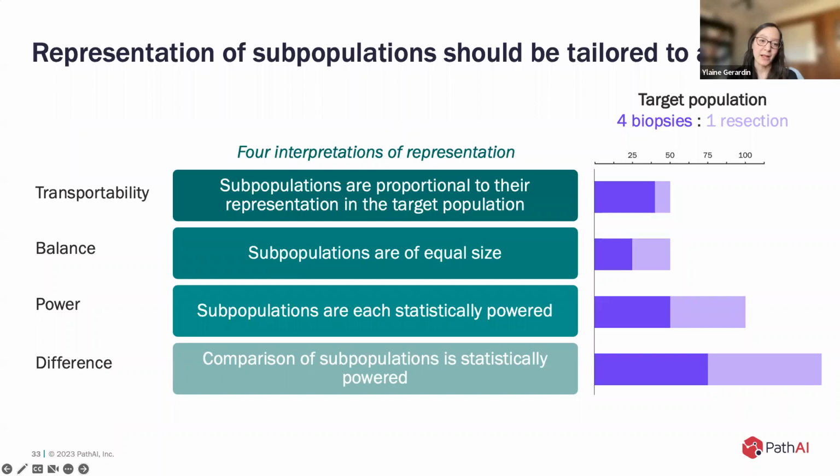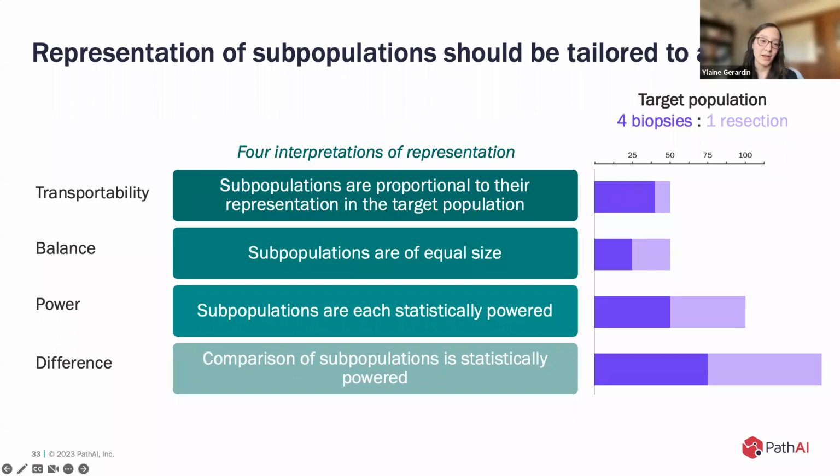The second aim is balance. This is to say populations should be of equal size. So here, instead of doing 40-10, you would do 25 biopsies, 25 resections in order to balance out those two subpopulations. And you can see if you try for balance, maybe there'll be some trade-off in that you won't be able to achieve the same transportability and vice versa.